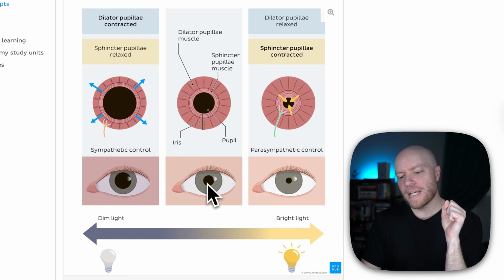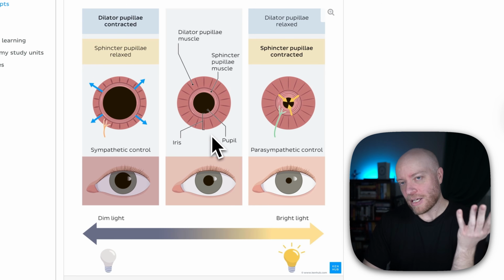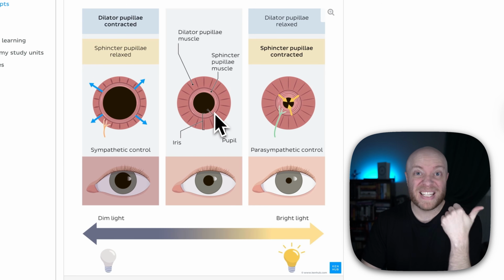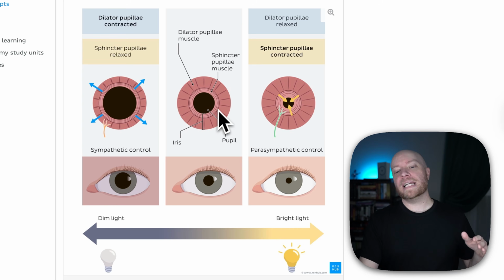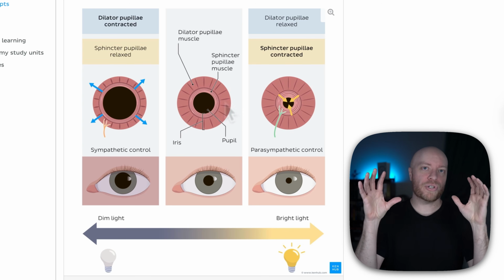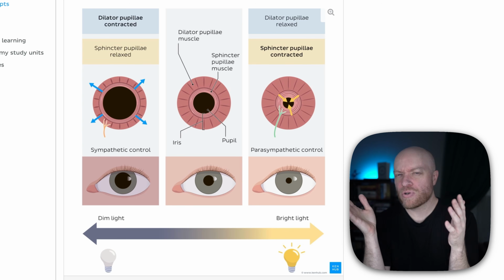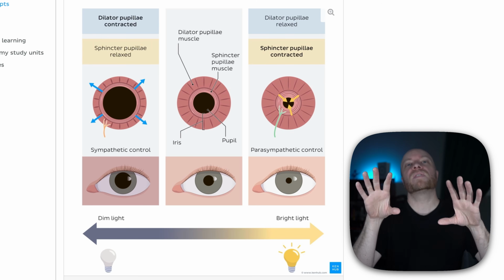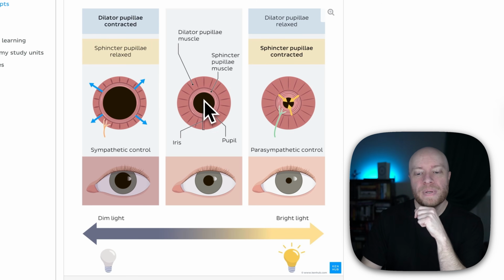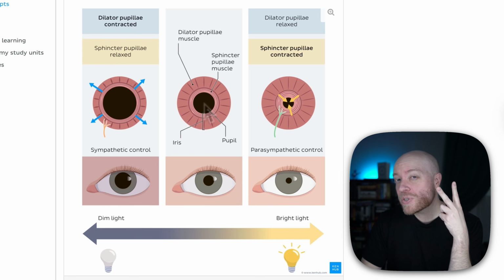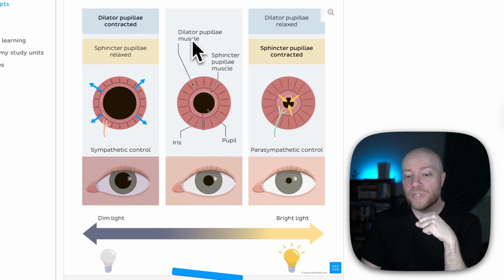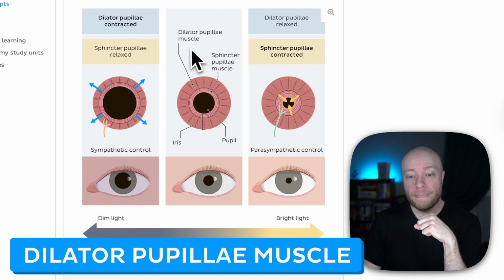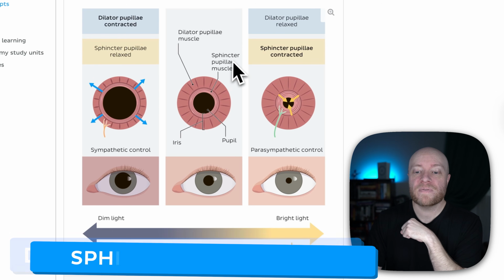But part of it is what we see here. Imagine if you took off the colored portion, a little bit of that stroma, the loose connective tissue above this. What you would see is muscles. Now, specifically, it's two muscles. You can see this labeled here: dilator pupillae muscle, and then sphincter pupillae muscle.